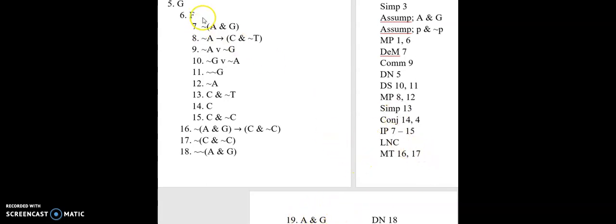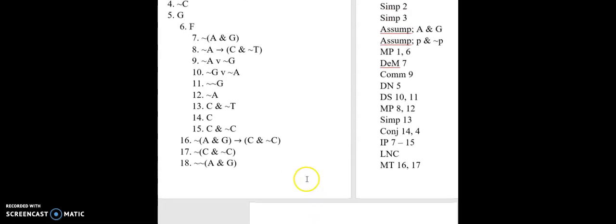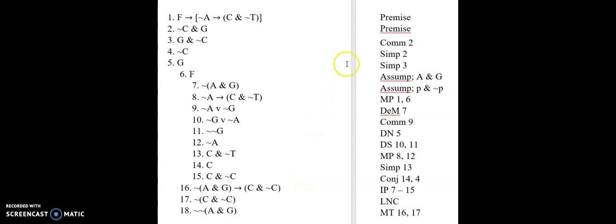So we're ready to discharge this assumption that we made back in 6, and so let's go ahead and do that now. We'll call that line 20, and that's going to be if F, then the last thing we got here, which was A and G in this case, and that's what we were looking for from that assumption. So we're going to go CP 6 through 19. Let me zoom up here so you can see the whole thing again. 6 was this assumption here, and we were looking for A and G, and we've discharged that now, and this is what we are left with here: if F, then A and G.